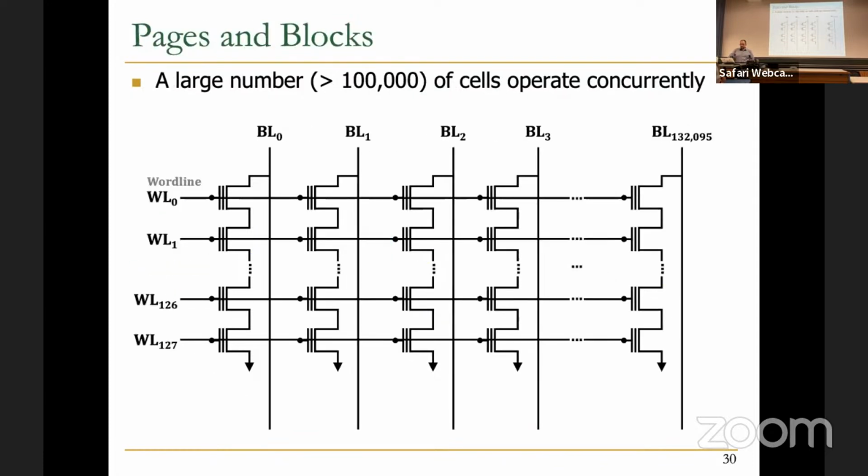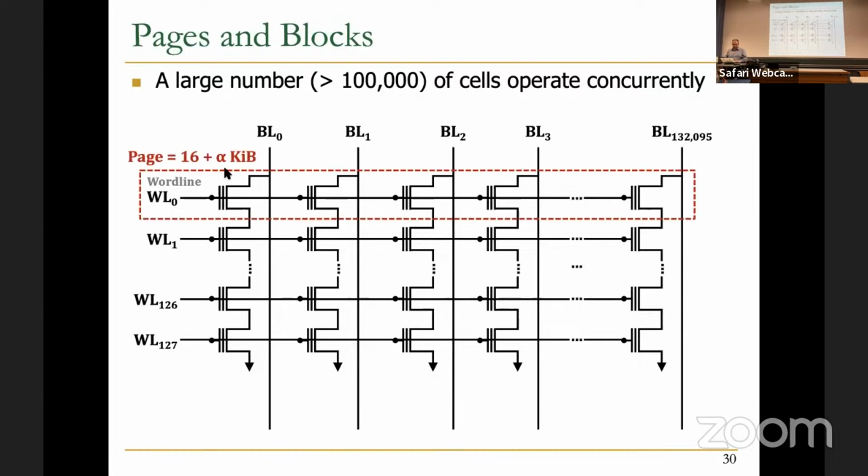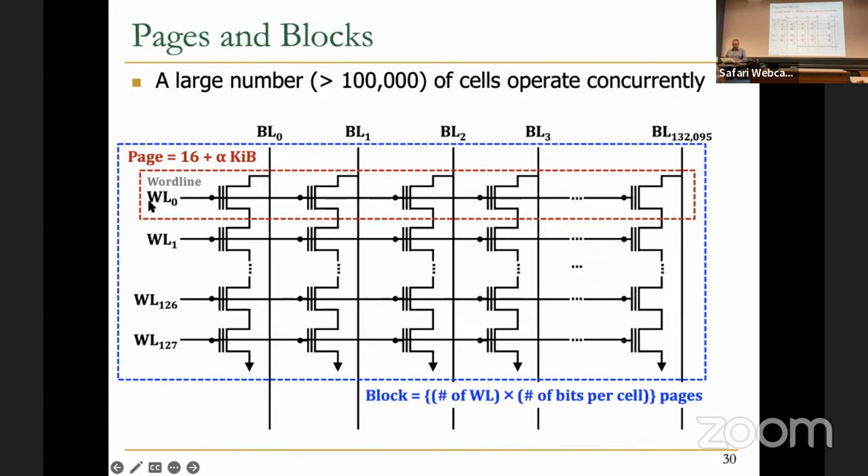So then when we combine all these NAND strings, having them in a row, very similar to how we structure a DRAM row, we call it a page. You can also see similar terminology here, like the word line, right? And the whole thing, basically all these bit lines and strings, we call it a block.